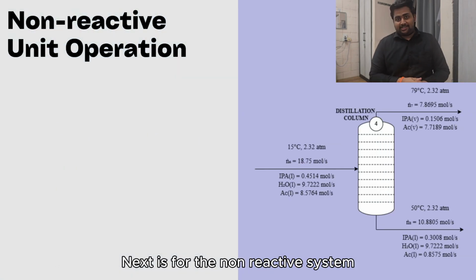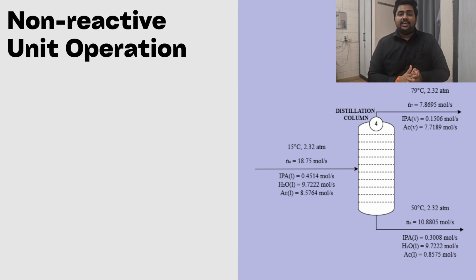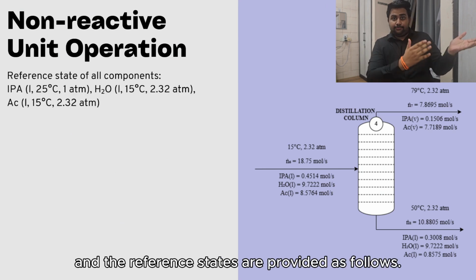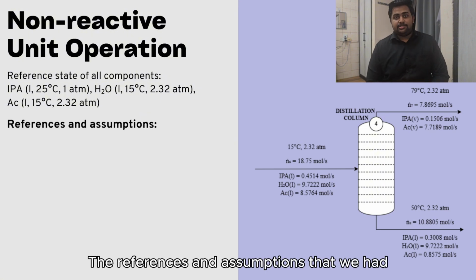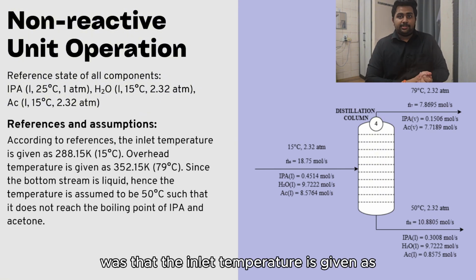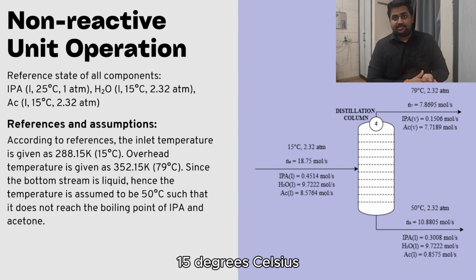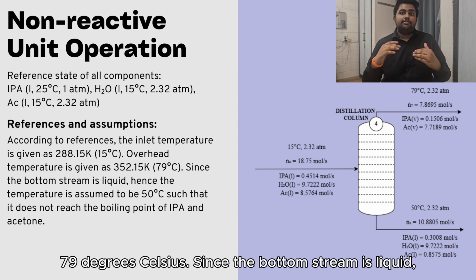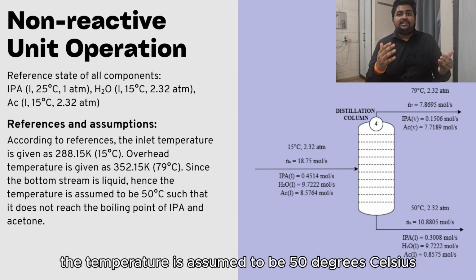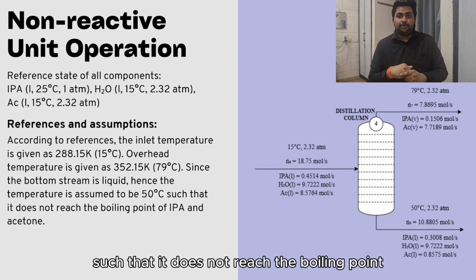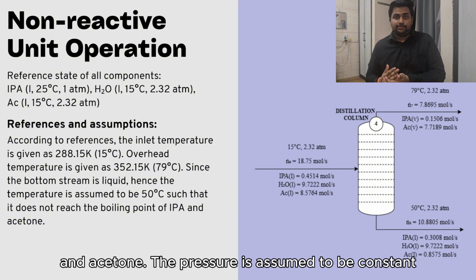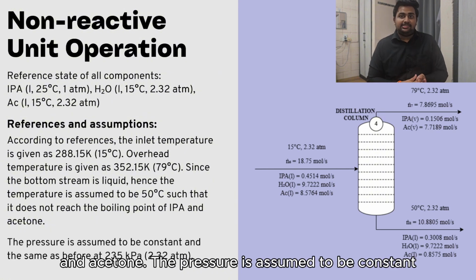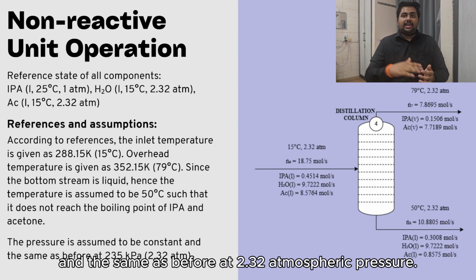Next is the non-reactive system, which is the distillation column, and the reference states are provided as follows. The references and assumptions that we had were that the inlet temperature is given as 15 degrees Celsius and the overhead temperature is given as 79 degrees Celsius. Since the bottom stream is liquid, the temperature is assumed to be 50 degrees Celsius such that it does not reach the boiling point of isopropyl alcohol and acetone. The pressure is assumed to be constant and the same as before at 2.32 atmospheres.